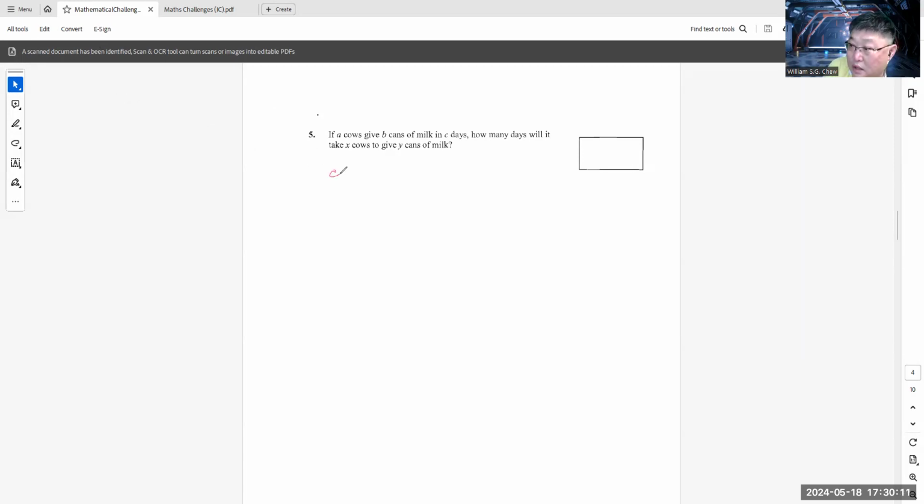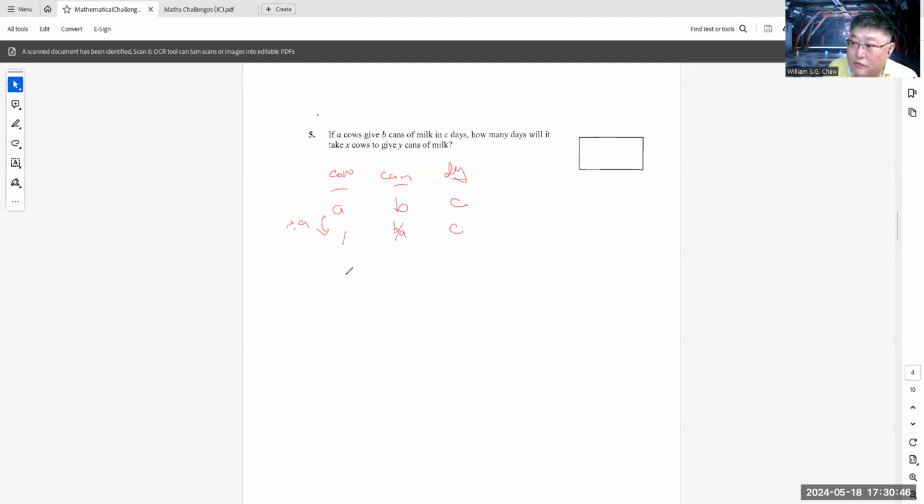So here we go. Cow, can, day. A cows, B cans in C days. First you get down to what happened to one cow. I have to divide by A to get one cow, right? So how many cans will I have? I will have B divided by A cans in C days, right?